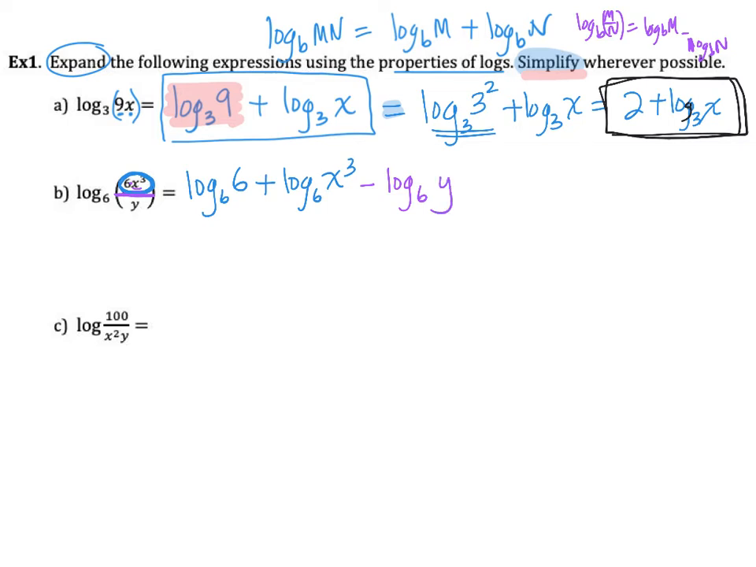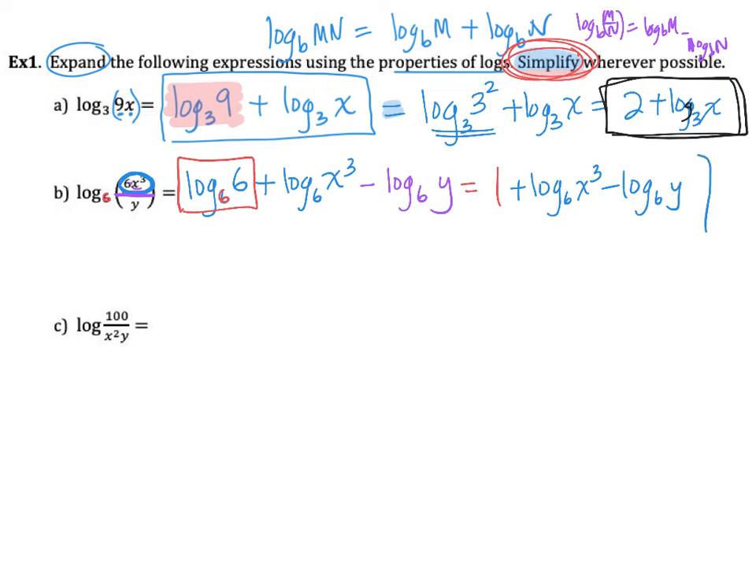Okay, am I done? Well, I'm not done unless I have simplified wherever possible. So I can only simplify if I have all numerical values, and hey, lo and behold, right here, I have all numerical values. So log base 6 of 6, so this is a 6 here, right? Log base 6 of 6 is equal to 1. So my final answer is 1 plus log base 6 of x cubed minus log base 6 of y. So that is my final answer.